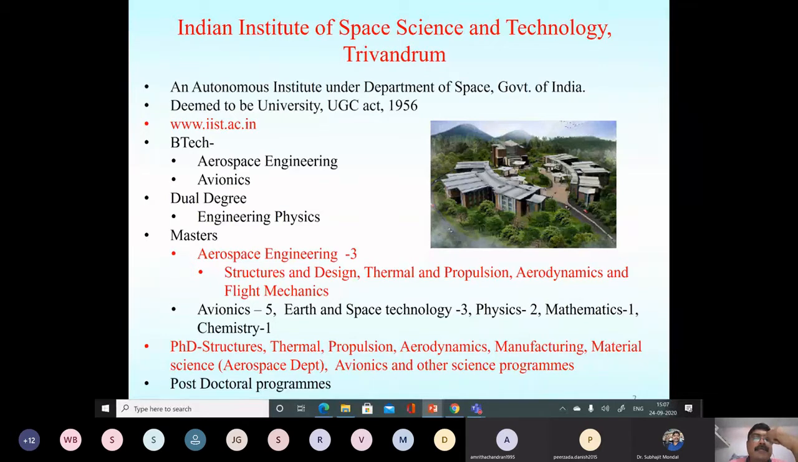Okay, and this institute actually started with an intention to provide human resources for India's space programs. Okay, and we actually have three BTech courses. In that, two are BTech courses, aerospace engineering and avionics, which has been changed to electronics and communication. Now it's not avionics; we have electronics and communication. We renamed it, and we have a dual degree course on engineering physics. Okay. We also have a master's degree.